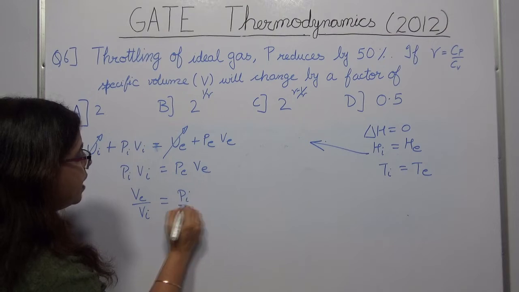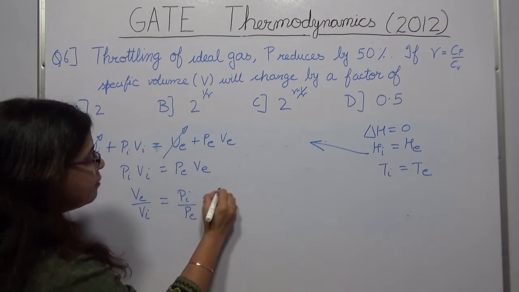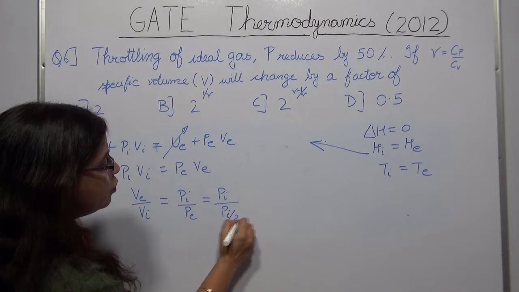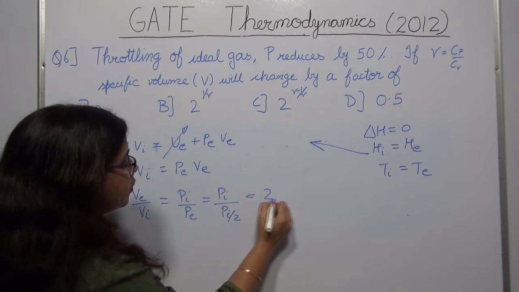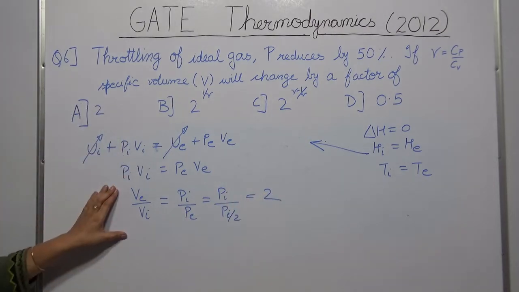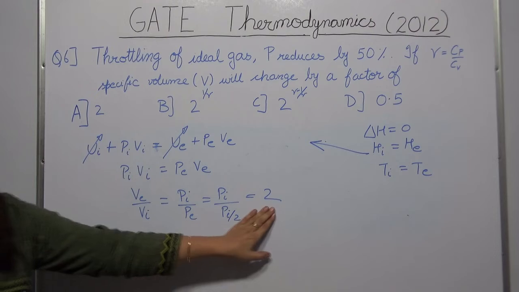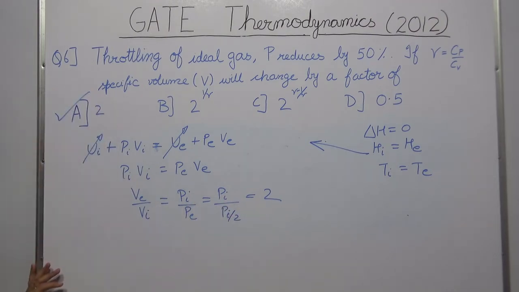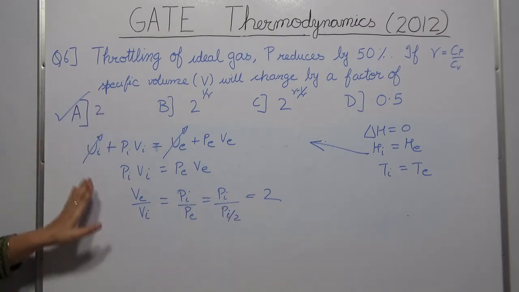Ve by Vi is equal to Pi by Pe. But Pe is 50% of Pi, that means Pe is equal to Pi by 2. That means the factor by which your specific volume changes is 2. So option A is correct. This was very simple and very straightforward.